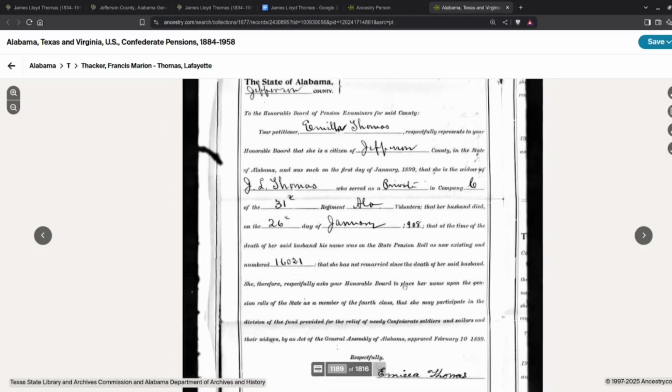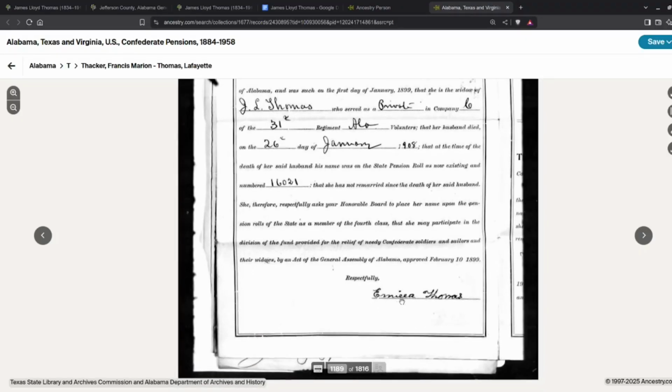All right, let's go. You can see this is her signature. She didn't sign with an X. So that's interesting. Sometimes you'll see an X and it will say her mark, and that's not the case here. So she could read and write, probably. Okay, let's go on.